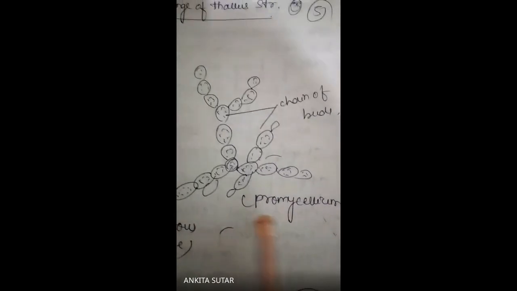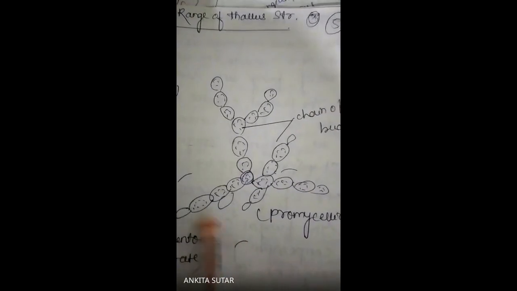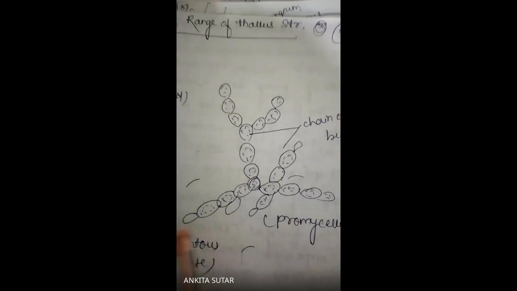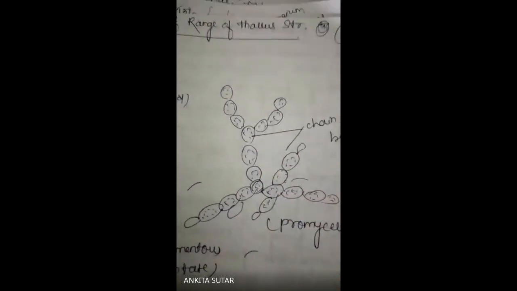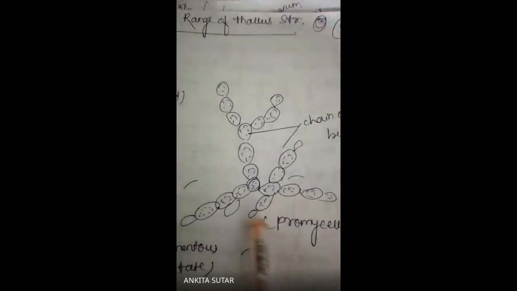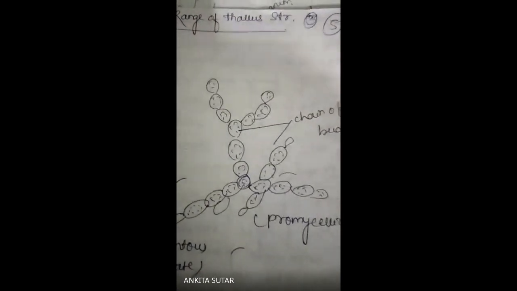The yeast cells usually reproduce asexually by budding. What happens in budding? A protuberance or outgrowth-like structure will be formed, and these outgrowth-like structures slowly grow. After growing, they detach from the parent body. After detaching, they grow into an individual plant. That is known as a promycelium. Okay, here you can see these are the structures of the promycelium.